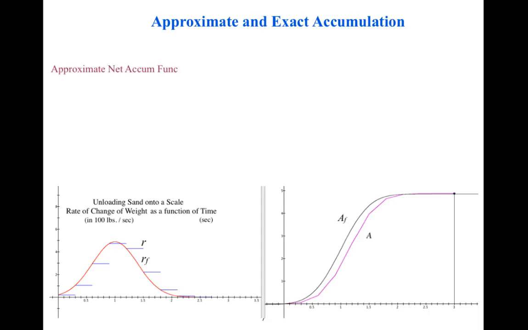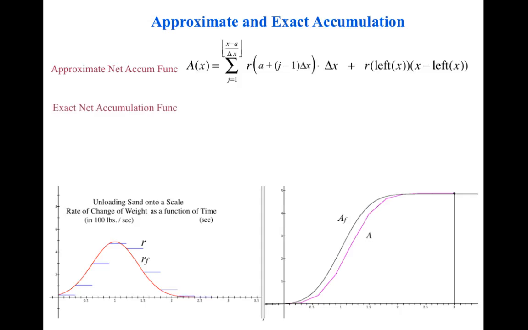So what was our approximate net accumulation function? First of all, which one of those functions is the approximate net accumulation? R sub f, A sub f, or A? Which one's approximate net accumulation of those four? Just A, right? That's this piecewise linear function that we were able to write in one rule, which was this rule. That's our approximate net accumulation function.